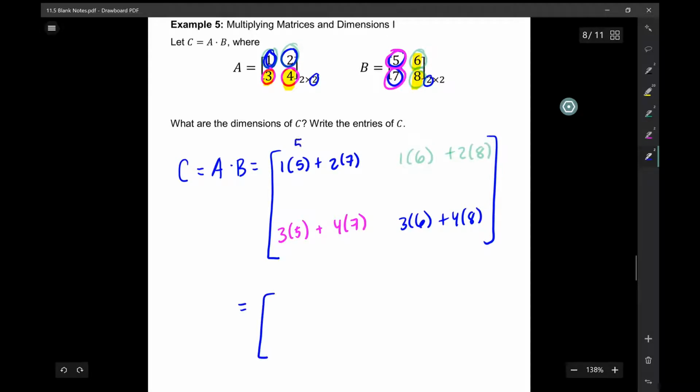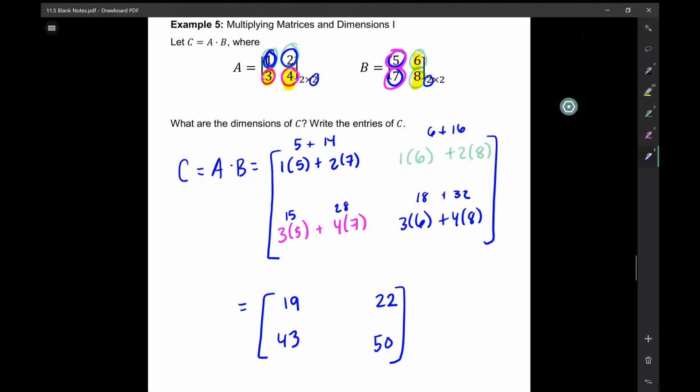This is going to be 5 plus 14, which is 19. This is going to be 6 plus 2 times 8 is 16, which is going to be 22. This is going to be 15 plus 28, which is 43. And this is going to be 18 plus 32, which is 50. As you can see, I may have even made a mistake here. I don't think I did. But as you can tell, it's really easy to make a computational error when you are computing matrix multiplication.